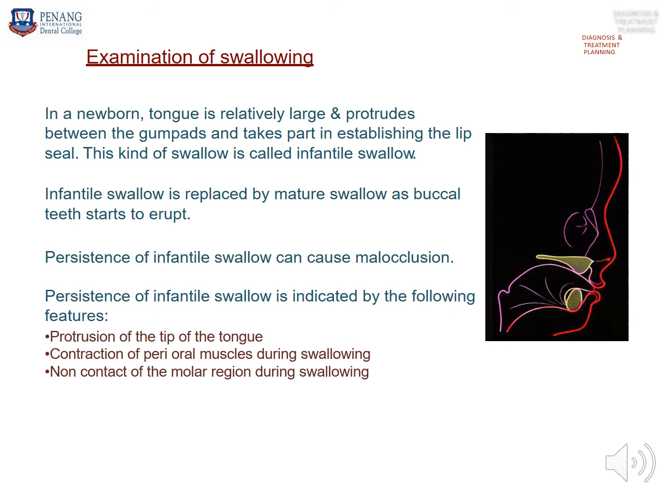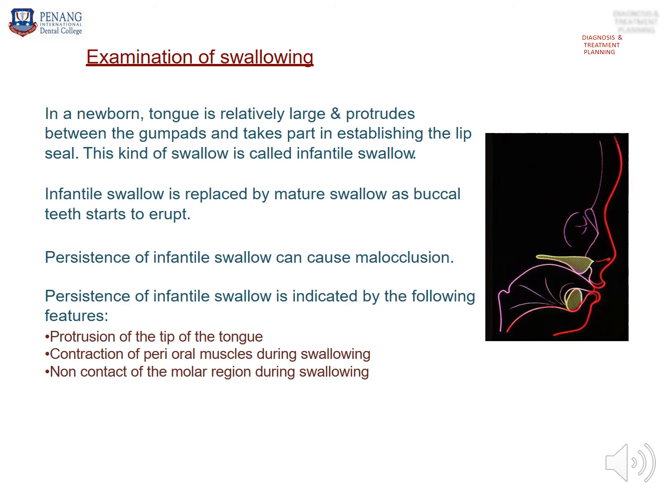Now, how do you examine the swallowing pattern? In a newborn, the tongue is relatively large and protrudes between the gum pads and takes part in establishing the lip seal. This kind of swallow is called infantile swallow. The infantile swallow is replaced by mature swallow as buccal teeth start to erupt. Persistence of infantile swallow can cause malocclusion.